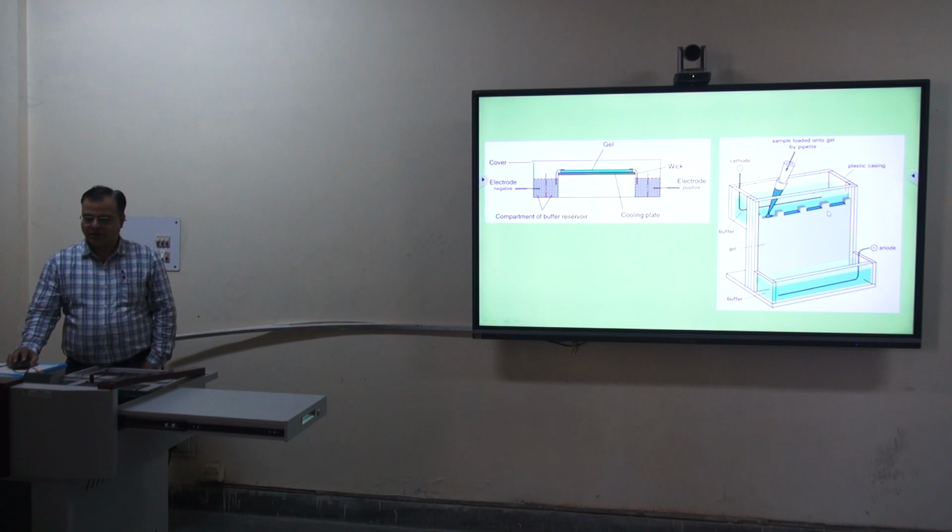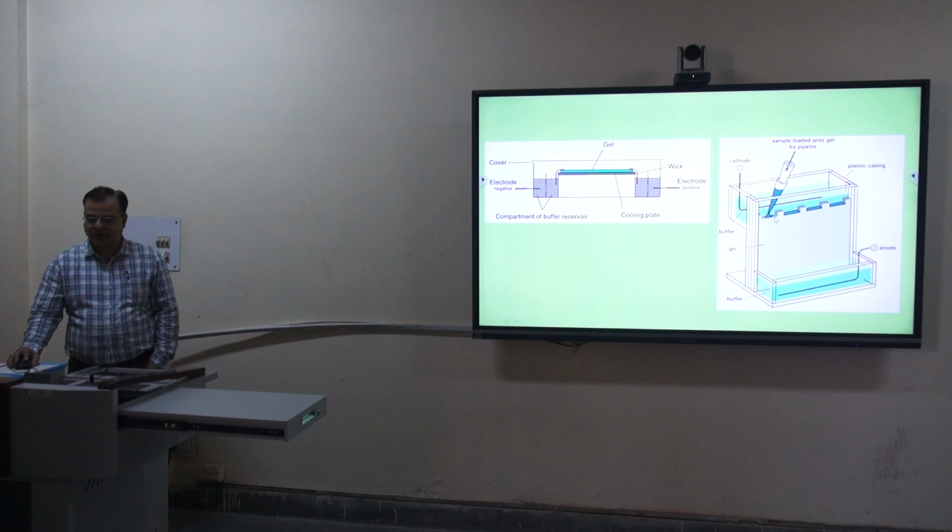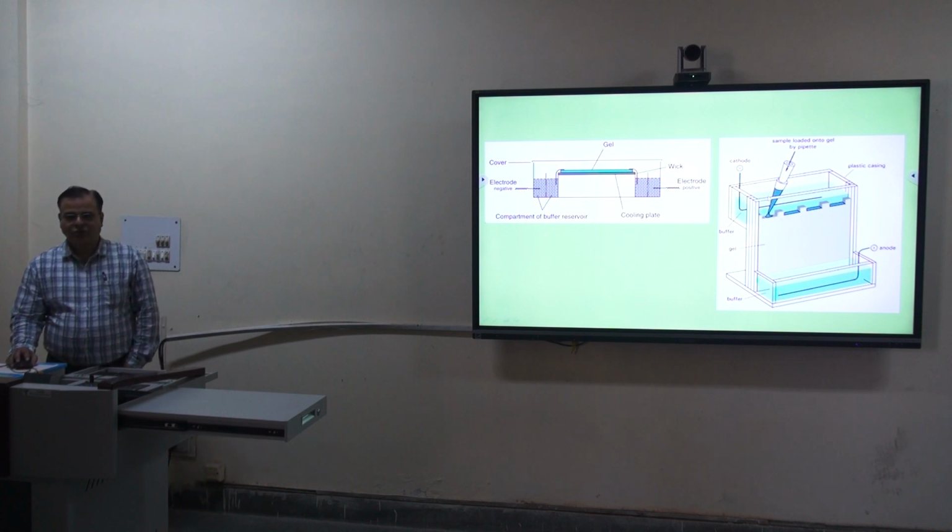Here this is the vertical electrophoresis unit. The gel is cast between the glass plates, and it is vertical. We run our sample in wells made in the vertical gel. Here also there are two buffer compartments, an upper reservoir and a lower reservoir. There are also two electrodes, the cathode and the anode.